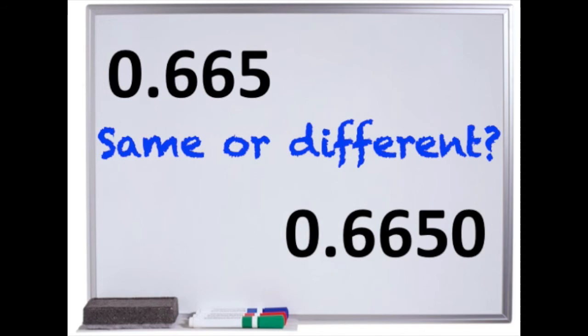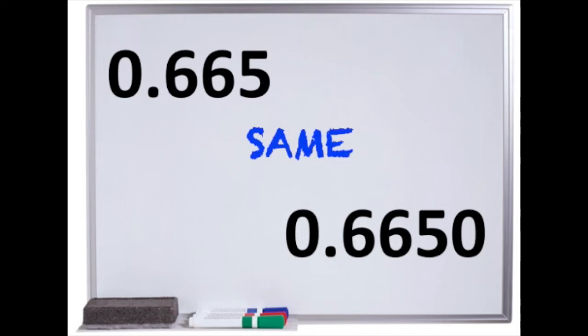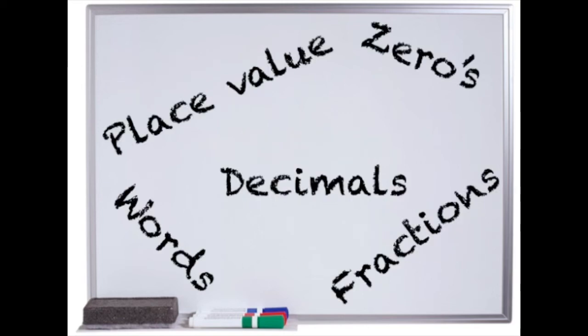Lastly, I would like you to have a think. Are these two numbers the same or different? They're the same. Remember, the zero on the end does not change how much we have. There are so many different ways to say the same thing. Remember to watch this video again if you need to be reminded of all the different ways.